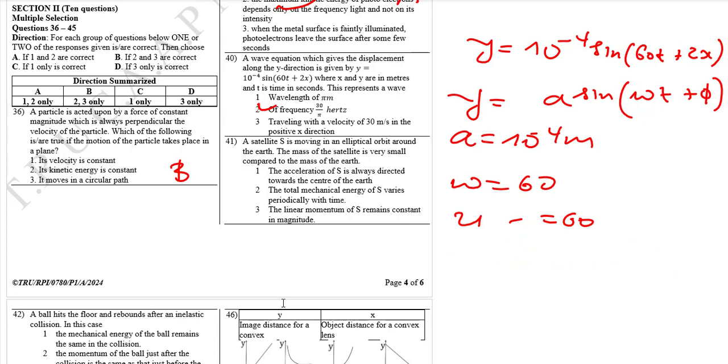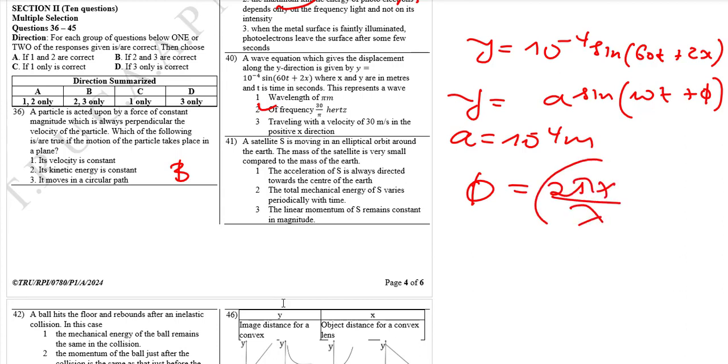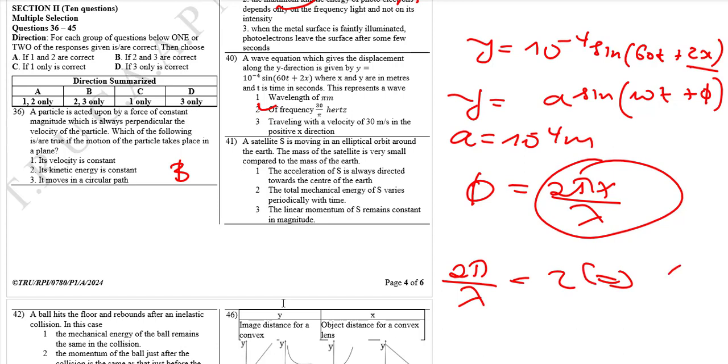So it means one of those should be correct. Now the traveling velocity of 30 meters per second in the positive x direction. The sign here is positive, so it means it's traveling in the negative x direction. So this is wrong. So definitely, since 2 is correct, 1 should be correct. Let's verify that. Phi is equal to 2 pi x divided by lambda. If you compare, 2 pi over lambda equals 2, and that's true only if lambda is equal to pi, so pi meters. 1 and 2 are correct, option E.